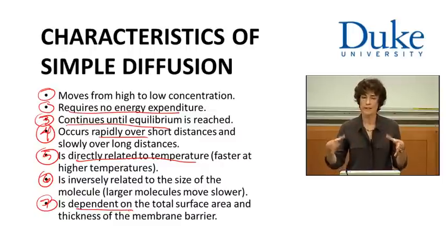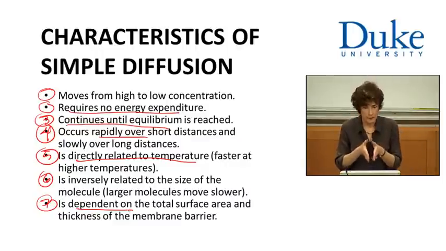So a large surface area, you have a lot of diffusion; a very small surface area, a very small amount of material can cross at that particular point. It's also dependent on the thickness of the membrane that it's going across.